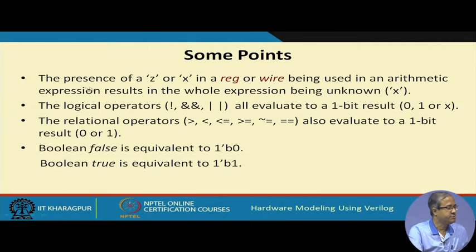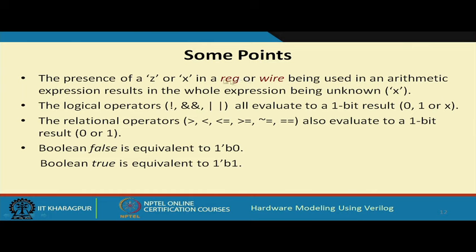These are a few things which I have already mentioned, most of them. The first point is a little different. Let us say, when you are using an arithmetic expression with A and B, two numbers, we are adding A plus B. Let us say A is a vector, B is also a vector. Suppose for one of the numbers, let us say A, one of the bits is having a state x. When you do the addition, the entire sum will become x. This is the rule of arithmetic operation. The presence of either an x or a z in any variable used in an arithmetic expression will result in the value of the whole expression becoming unknown x. So, all the bits will become x. And as I mentioned, logical operators generate a 1 bit result, relational operators also generate a 1 bit result, false is 0, true is 1.